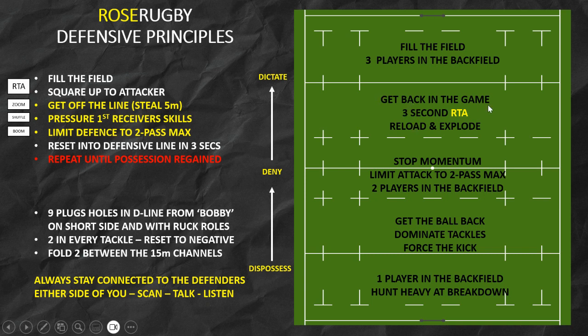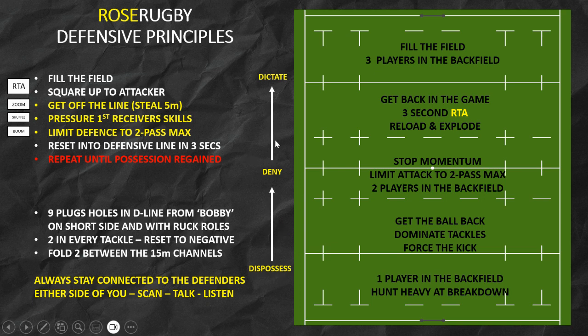How quickly can we get back in the game? So that's a 3-second RTA. And just something to go by, the 3 Ds: dispossess, deny, dictate. Because that's what we're trying to do.